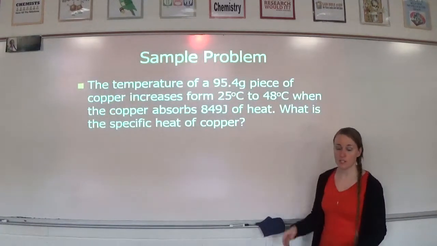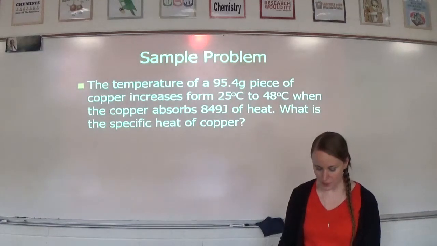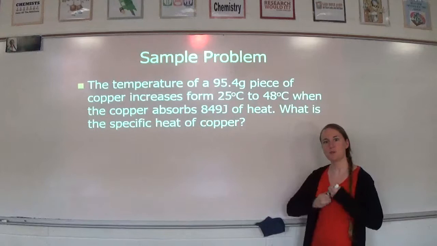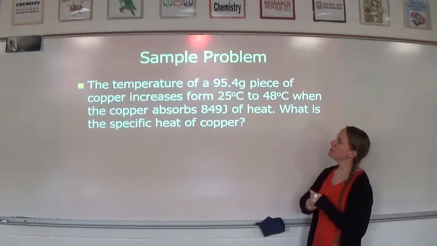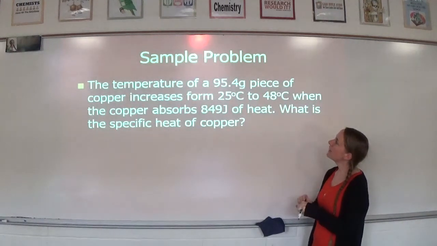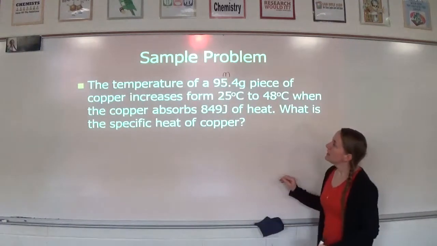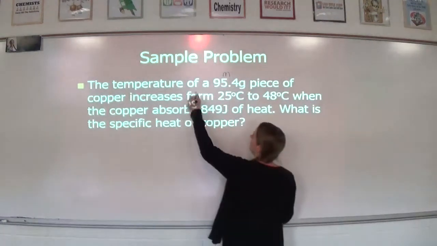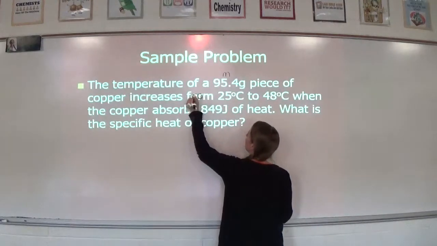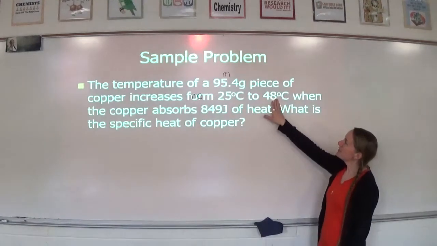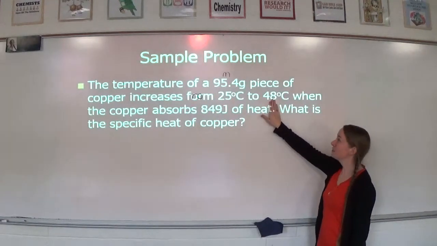So let's look at the first sample problem, and let me get to the correct page because I'm just flying through these slides. Hopefully this video won't be too long, but we'll see what happens. It says the temperature of a 95.4 gram piece of copper, so there's my mass, increases from, that should say from. We'll fix it right now. From 25 degrees Celsius to 48 degrees Celsius.